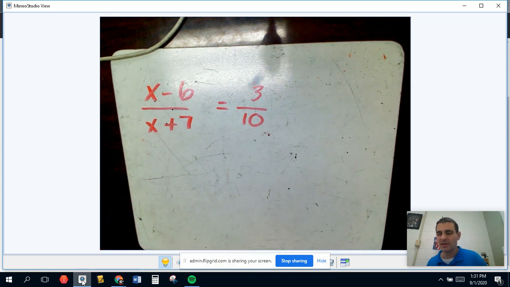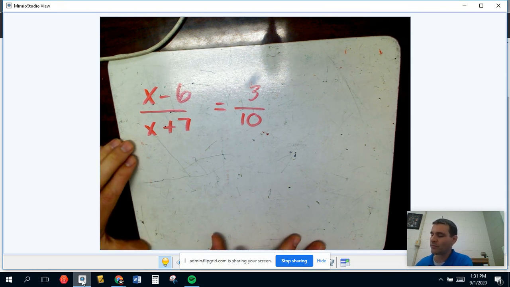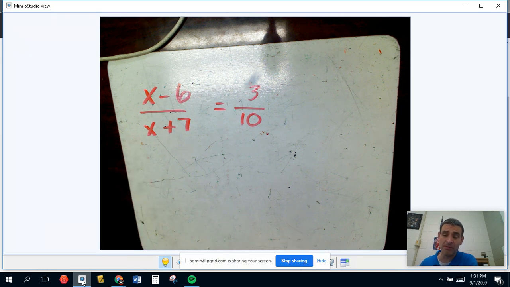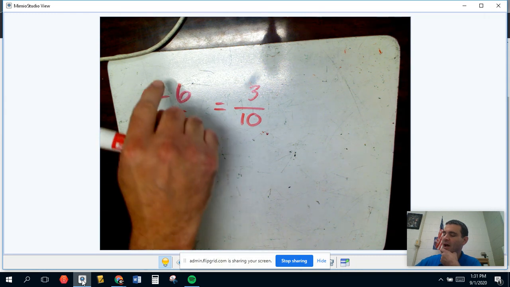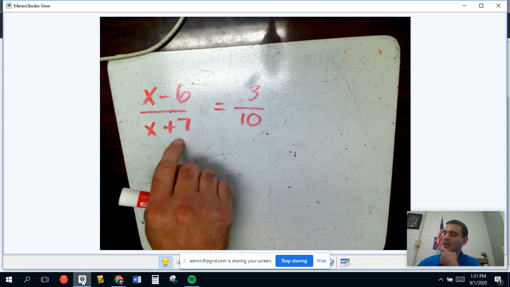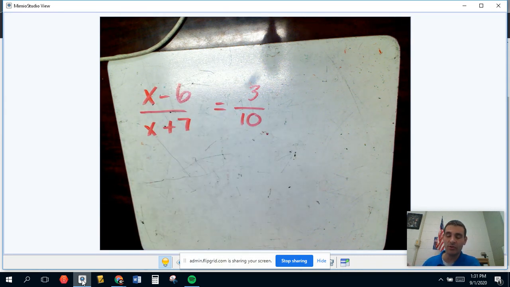Okay, we're going to solve this equation that's set up like a proportion, being defined as two ratios set equal to each other, basically. This one's pretty simple. All you're going to do is cross multiply and then solve from there. So to cross multiply would be to multiply opposite corners and set those opposite corners equal to each other.